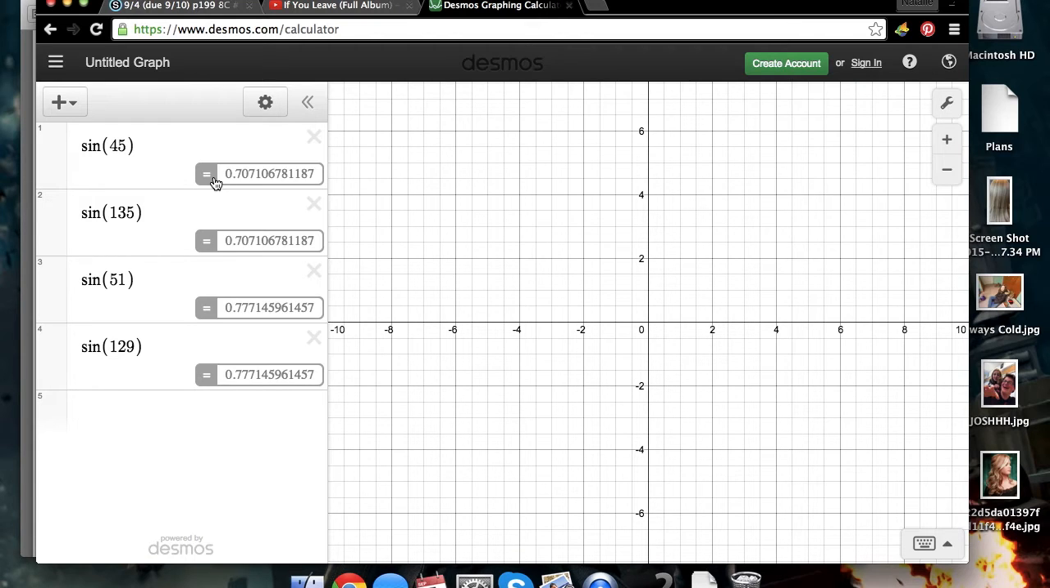So when you subtract 45 from 180, you get 135. And when I put in sine of 135, it was the same thing as sine of 45. And so I wrote that down in my notebook. And then I did the same thing for the next part.